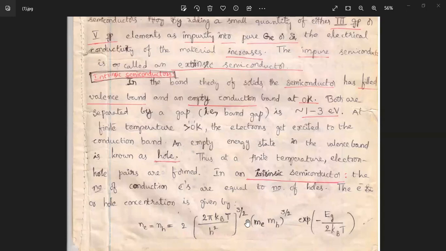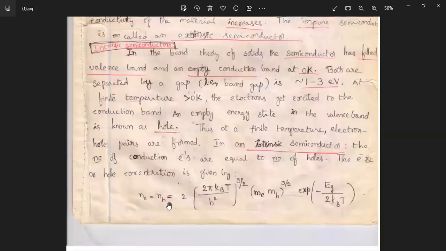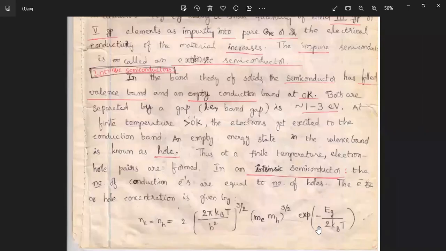The electron or hole concentration is given by Ne equals Nh, which is equal to 2 into (2 pi kB T divided by h square) whole power 3 by 2 into (Me Mh) whole power 3 by 2 into exponential of minus Eg by 2 kB T. Usually it will be represented by this. We will be deriving it also.